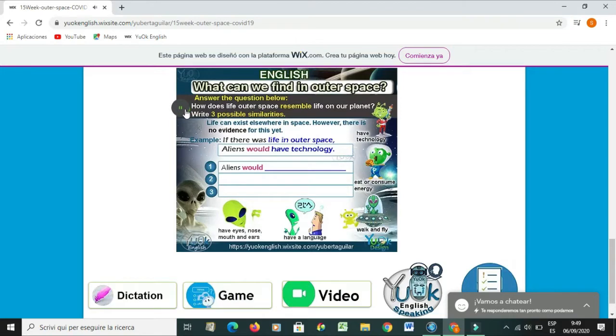How does life in outer space resemble life on our planet? Write three possible similarities.